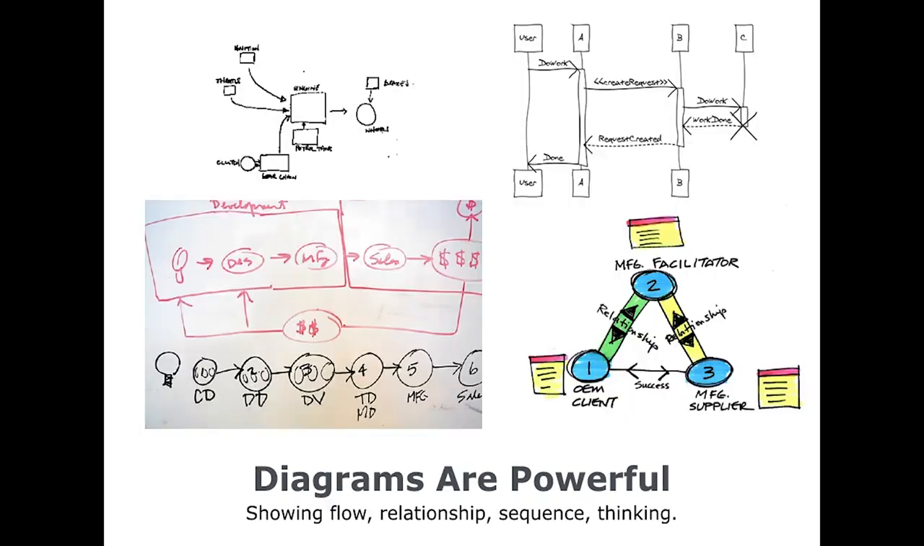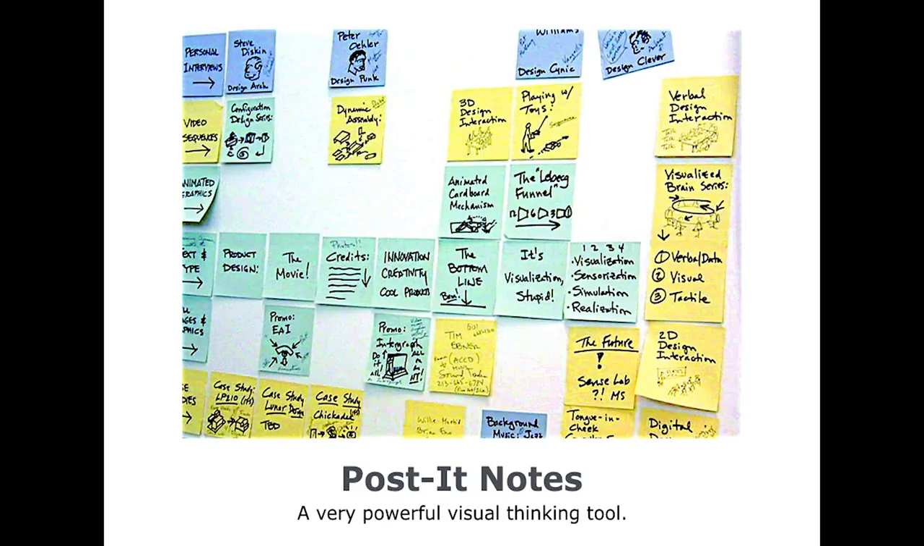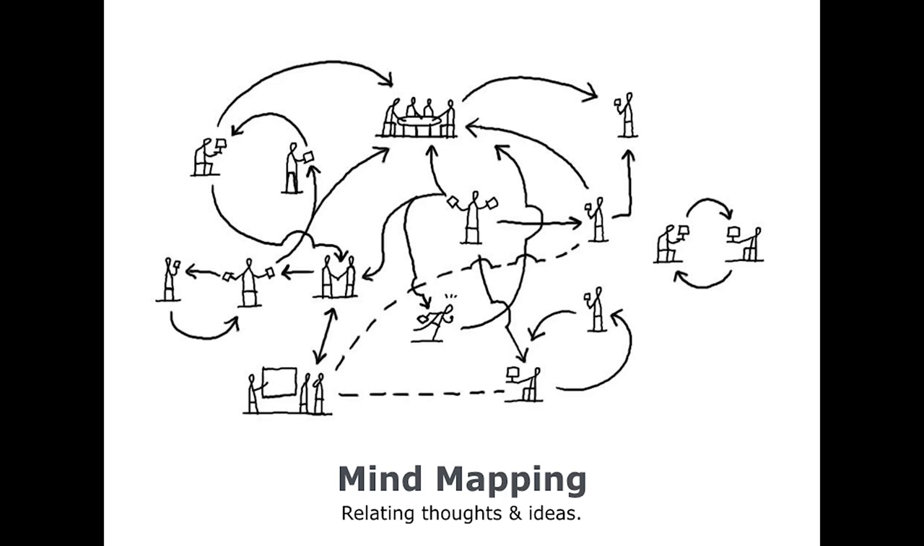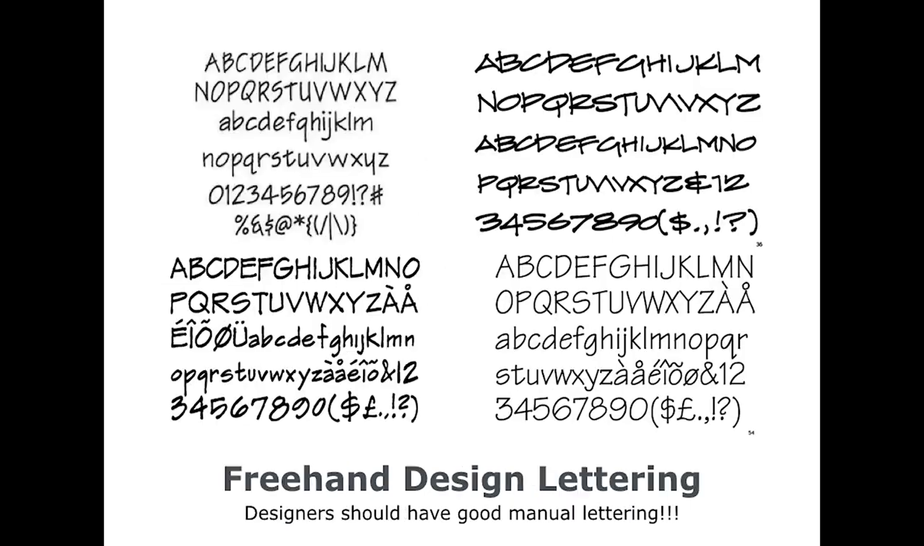Diagramming can be a very powerful tool for developing ideas and concepts that are especially related to project or design process and workflow. Post-it notes are one of the most valuable and useful brainstorming and design visualization tools on the planet. Mind mapping is a great tool for developing idea and concept relationships and connections. Good, readable lettering and notes are essential to good communication of design ideas.